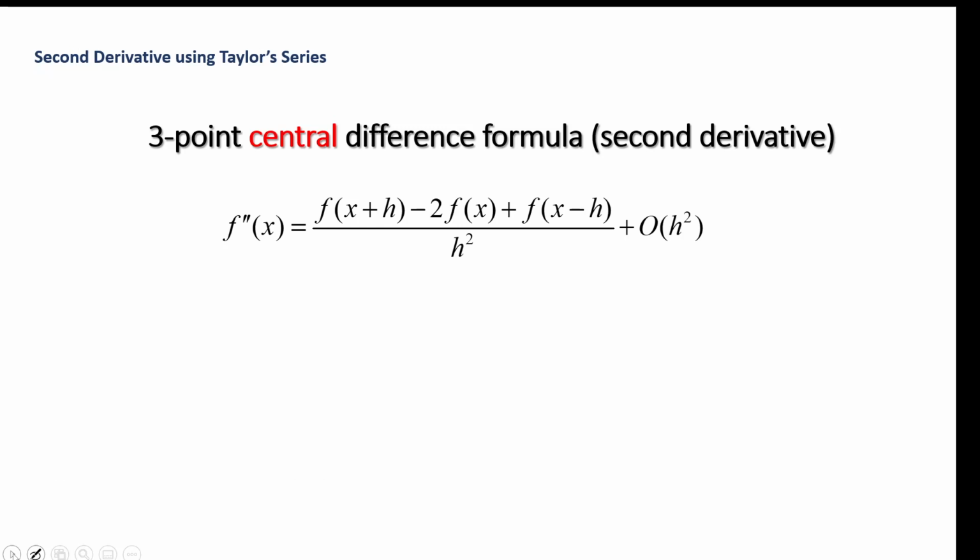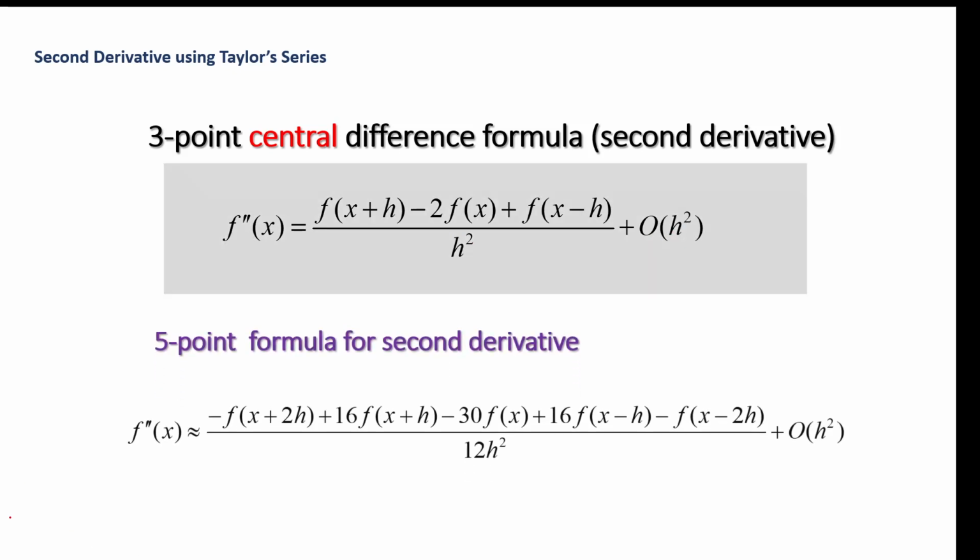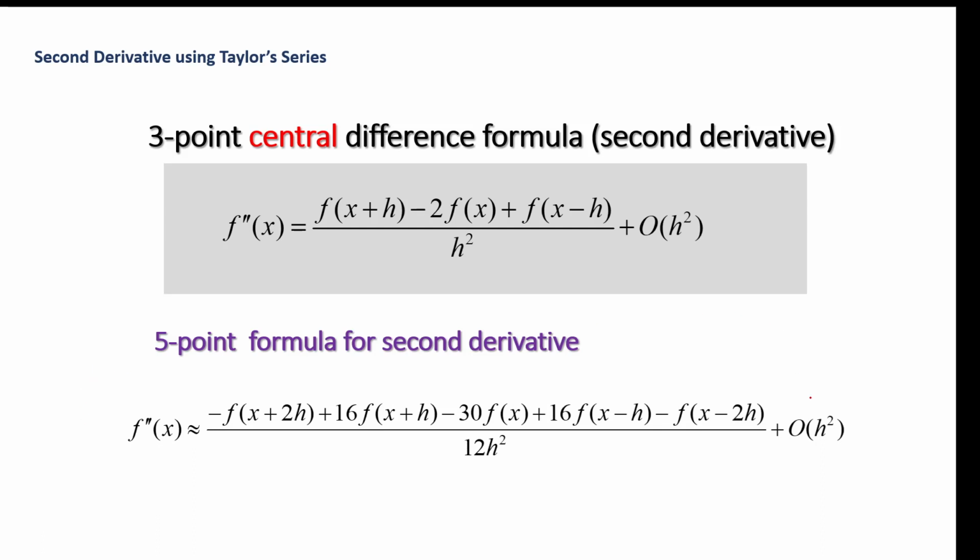And for the second derivative, this is the 3-point central, equal to f(x+h) minus 2f(x) plus f(x-h), divided by h squared, plus order h squared. And then this is the 5-point formula for the second derivative. So 1, 2, 3, 4, 5. So the 5-point formula for the second derivative. We also involve the f(x) point.